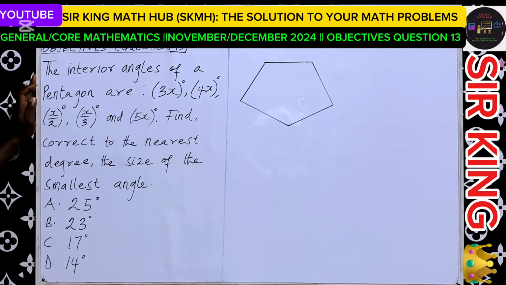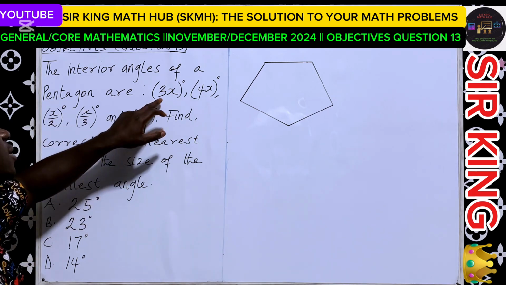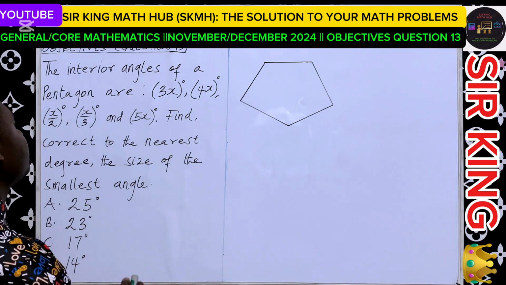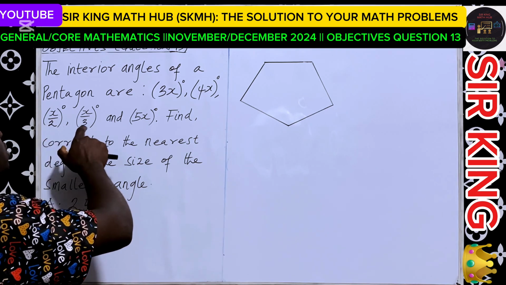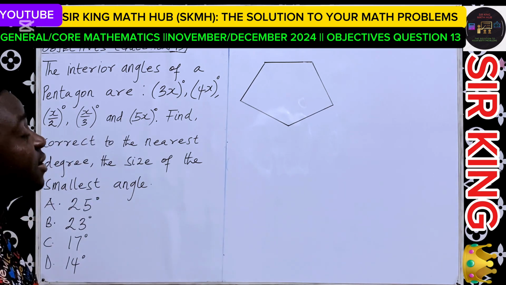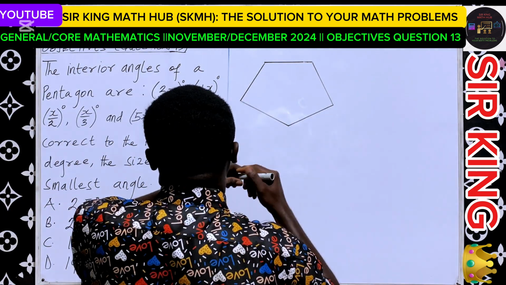Now, the interior angles of a pentagon have been given. So these are the interior angles of this pentagon: 3x, 4x, x on 2, x on 3, and then 5x degrees. So we have our pentagon here.